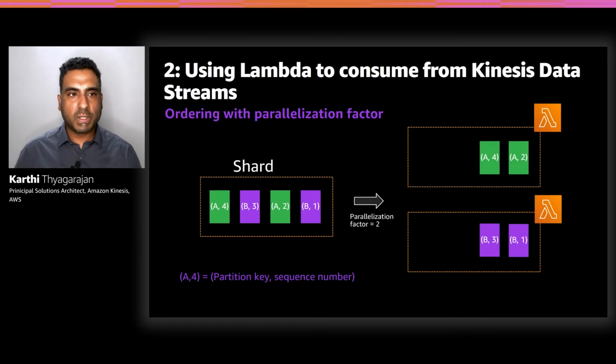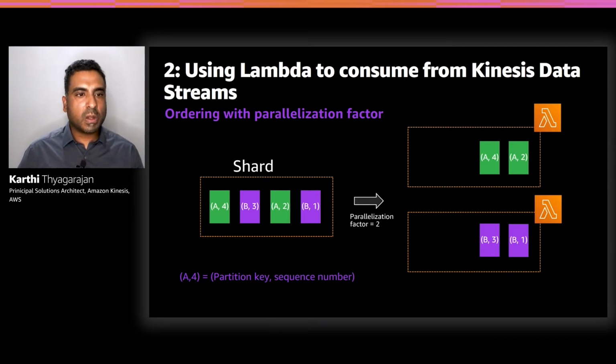Before we wrap up this best practice, a quick note on ordering when using parallelization factor. We've already talked about partition key. There's another characteristic associated with messages that are being ingested into a Kinesis stream known as sequence number. Sequence numbers increase monotonically as records are ingested into Kinesis at a shard level. And this is what signifies order within a shard.